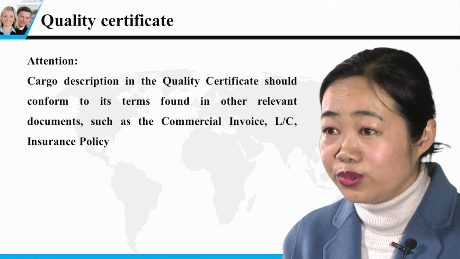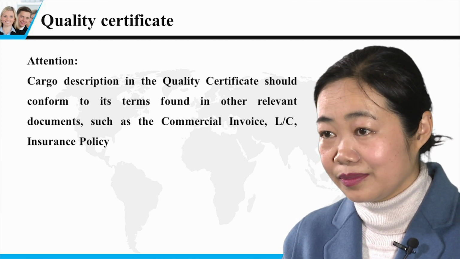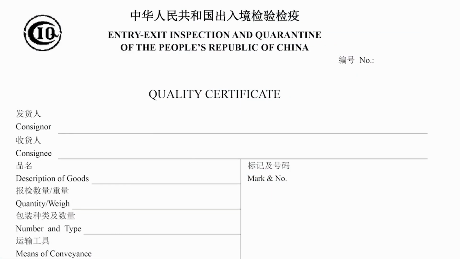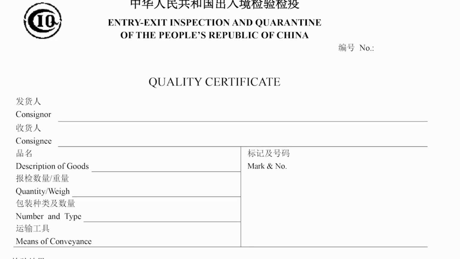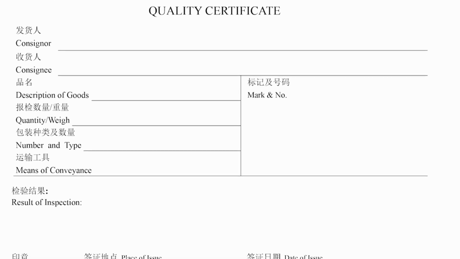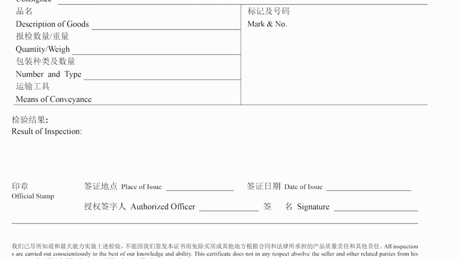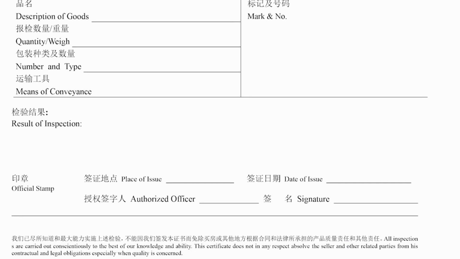Now, let me show you a sample of quality certificate. What else is regarded as important as the quality of goods? Yes, it is the weight of goods. Usually, a weight certificate is also requested by the importer to confirm that the weight of the goods is in accordance with the sales contract at the time of shipment.